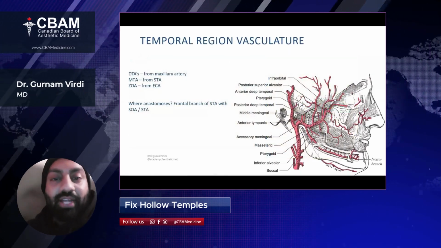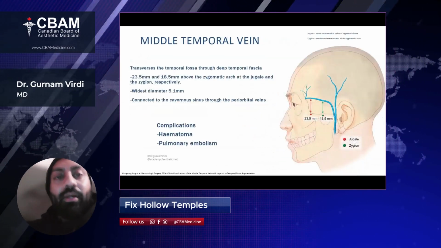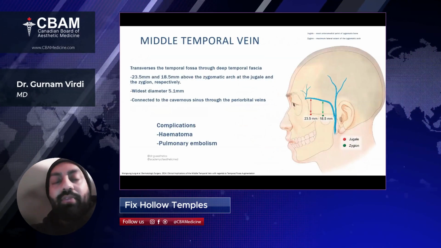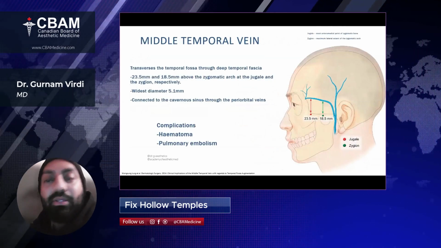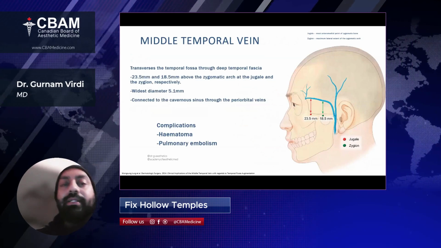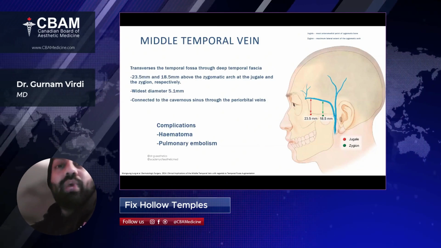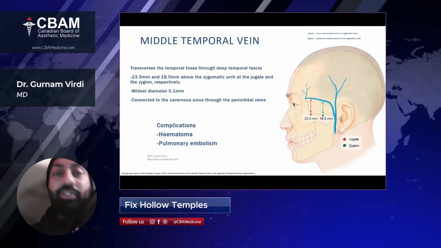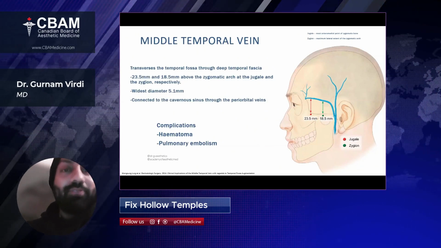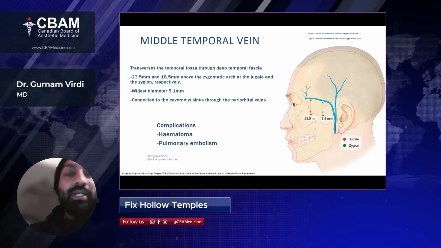Just another diagram highlighting everything. The other thing that we need to be aware of is the sentinel vein, or the middle temporal vein. And this has been documented in the literature. You hit this vein and you can cause quite a large hematoma. Patient won't be happy for a good few days, if not a week or so.